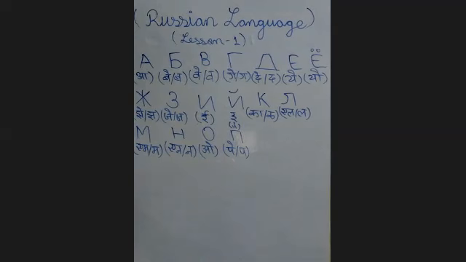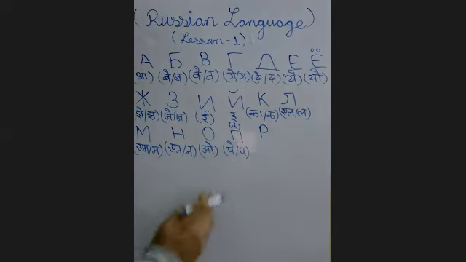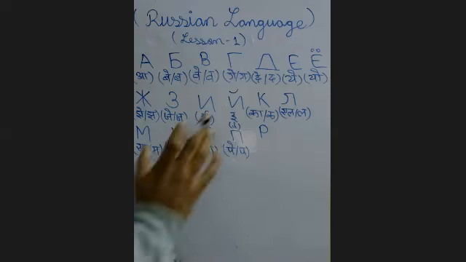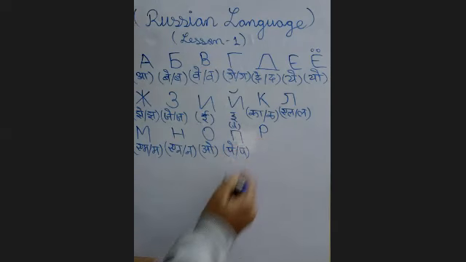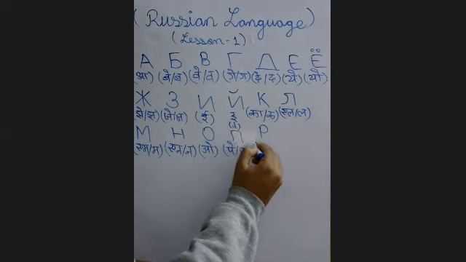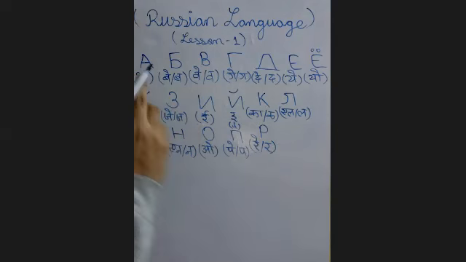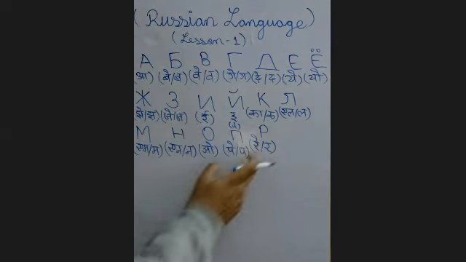In English we call it P, but in Russian it sounds like re or r, with a whistling tongue. Not the English R, but the Hindi r, with a whistling tongue.